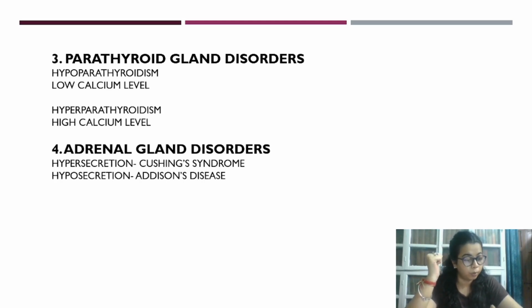Hyperparathyroidism, that is high calcium level in the bone, and this causes excessive resorption, and your tissues will be very soft. Okay, that is the excessive reabsorption of the calcium from the bone will occur, and also this causes hypercalcemia, that is excessive calcium level in the blood. Then there is the adrenal gland disorder, that is hypersecretion causes Cushing syndrome. This is a syndrome which is related to glucocorticoid effect.